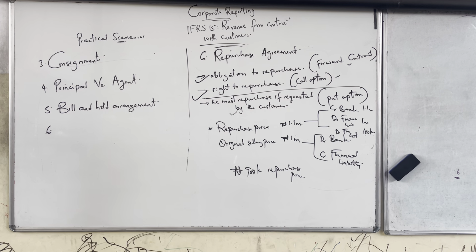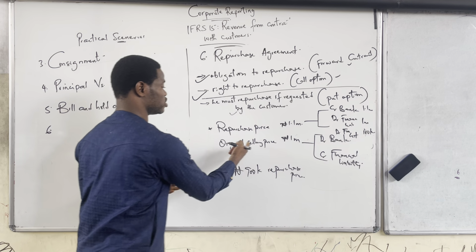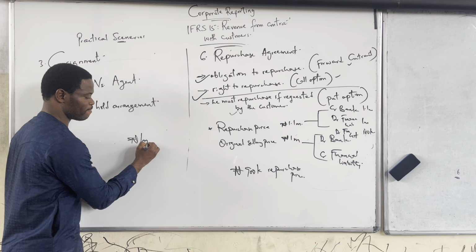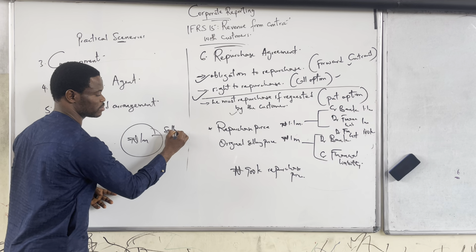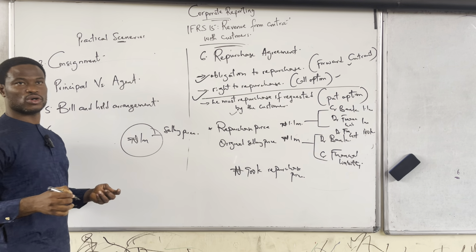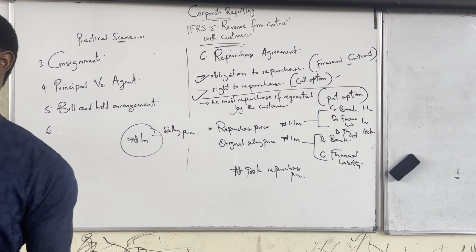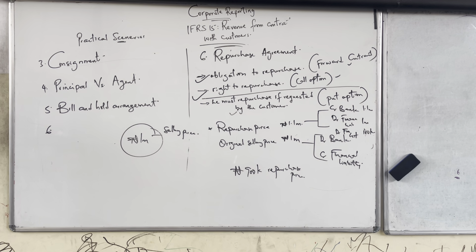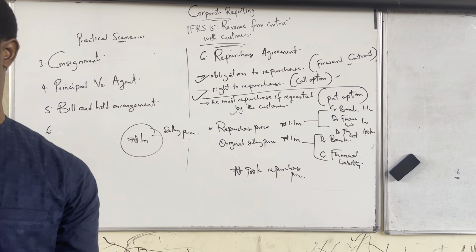Now, the key thing here is: will the customer request or not? Because the customer might not request, and he might request. So it's still the same thing. You sold goods to somebody for 1 million. This is the selling price. But in the contract, the customer can return it. This is similar to sales with right of return because it's at the request of the customer.